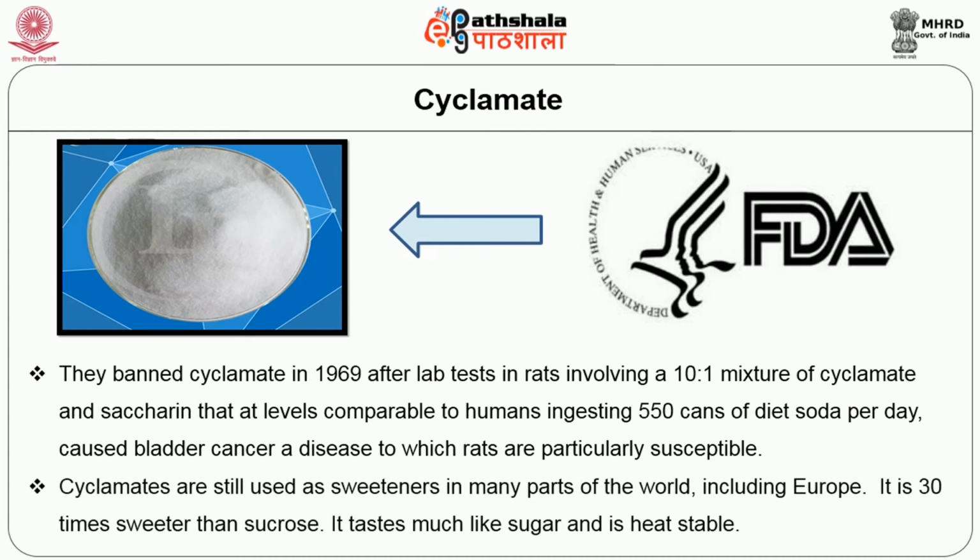Cyclamate is still used as a sweetener in many parts of the world, including Europe. It is 30 times sweeter than sucrose, and it tastes much like sugar and is heat stable, which is another advantage of this non-nutritive sweetener.